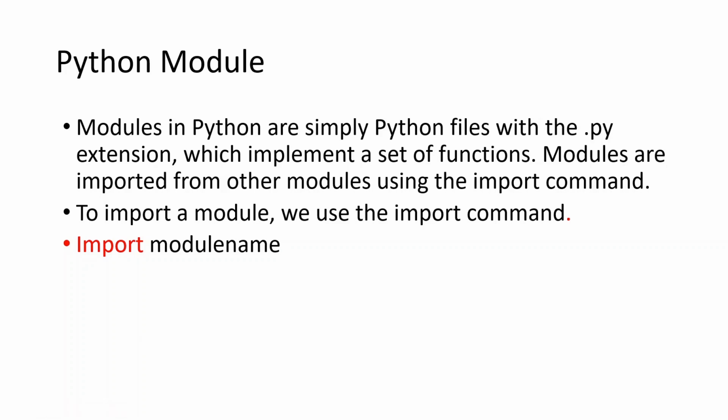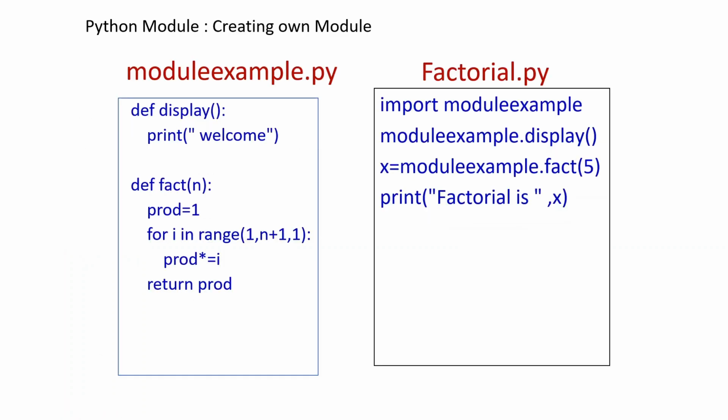There are predefined built-in modules available in the Python library. You can import all these modules by using this import command. First you have to give the import command, that is the keyword, and after that whatever module you want to take, and which function you want to take from that module, you have to specify in your program. So let's see how you create your own module, and that module you can access in another program.